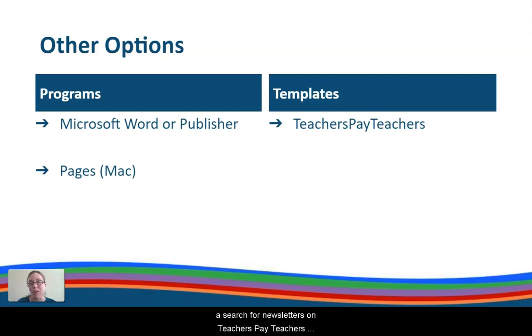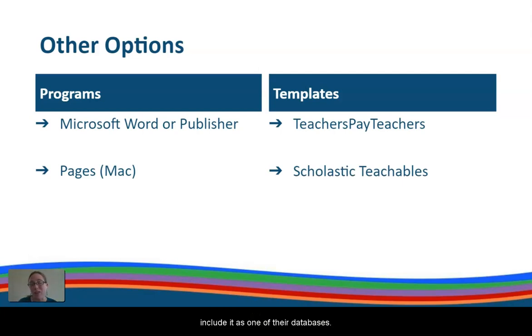For example, a search for newsletters on Teachers Pay Teachers yields over 40,000 results, almost 4,000 of which are free. Scholastic Teachables requires a paid subscription to use, but some local libraries include it as one of their databases. It's worth finding out if your library is one of them.